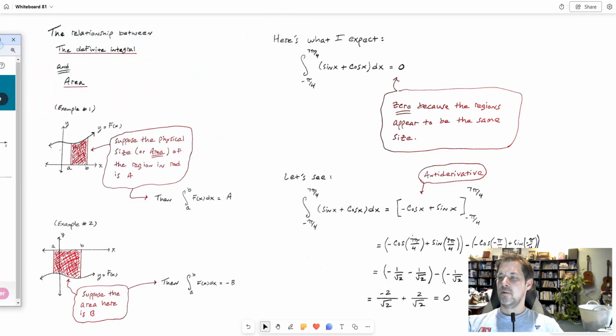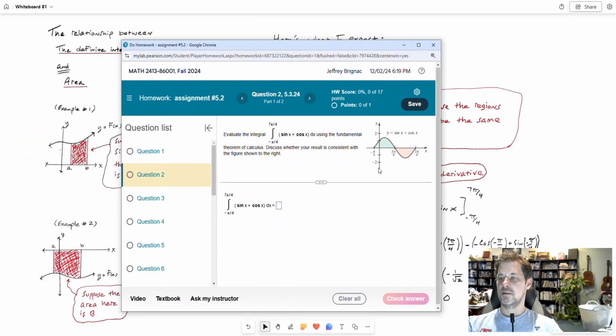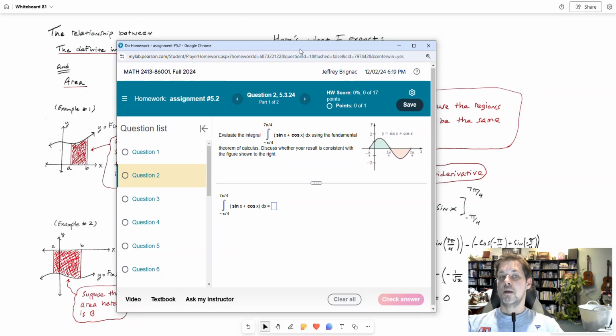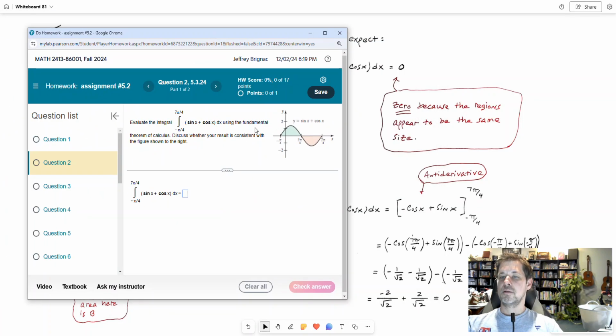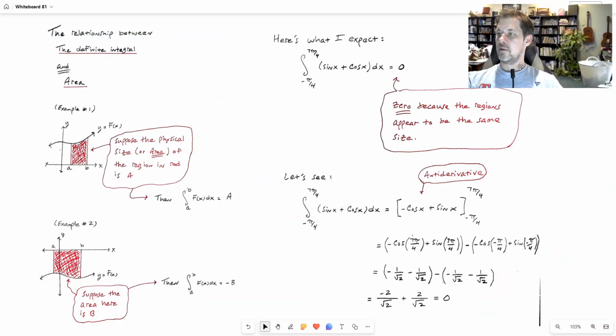How would I verify this? This is just what the answer seems to be, just looking at the graph, because these regions appear to be of the exact same size. How would I know? Well, I can use the fundamental theorem of calculus to solve this definite integral and give you a definite final answer. And so here's how I would use the fundamental theorem of calculus.